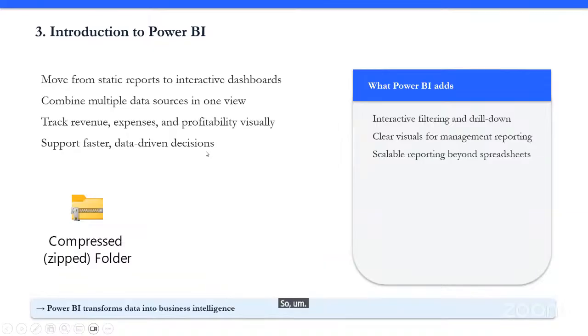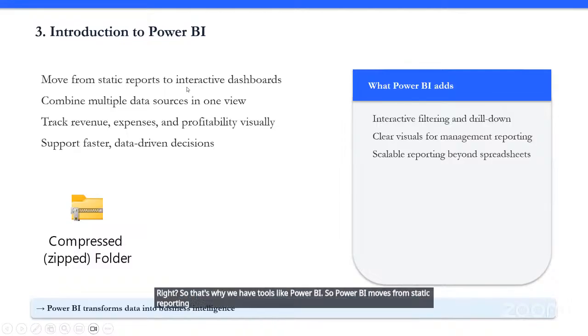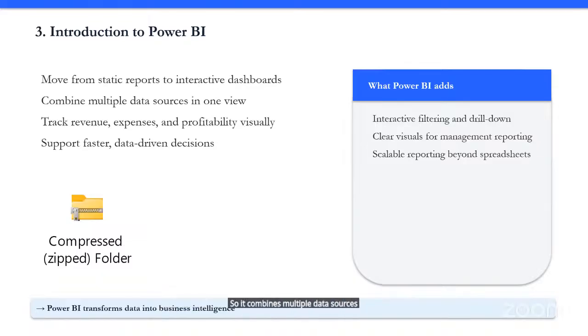So when you look at what Wilson has been presenting so far, you see a whole lot of rows and columns, a whole lot of numbers. And we know that numbers tell a story, but Excel has a way of hiding the stories that the numbers are telling, right? So that's why we have tools like Power BI. Power BI moves from static reporting to interactive dashboards. It combines multiple data sources in one view. You can use it to track your revenue, expenses, and profitability visually.